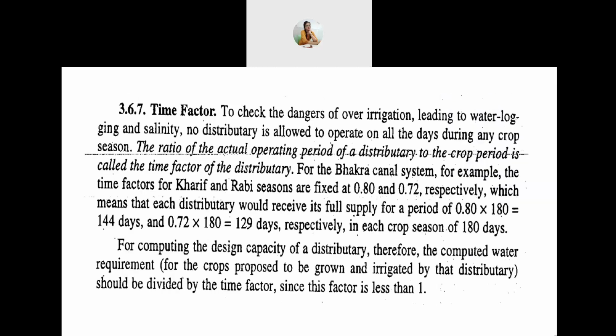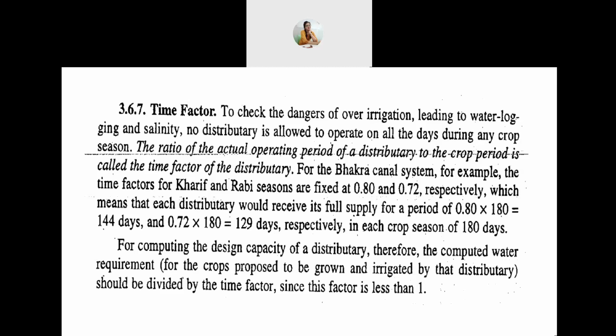Next, time factor. To check the dangers of over-irrigation leading to waterlogging and salinity, no distributor is allowed to operate on all the days during any crop season. So the ratio of the actual operating period of a distributor to the crop period is called the time factor of the distributor. For the Bhakra canal system, for example, the time factors for Kharif and Rabi seasons are fixed at 0.80 and 0.72 respectively, which means that each distributor would receive its full supply for a period of 0.80 into 180, which is equal to 144 days, and 0.72 into 180, which is equal to 129 days, respectively, in each crop season of 180 days.